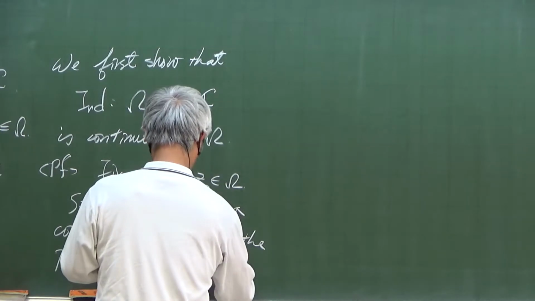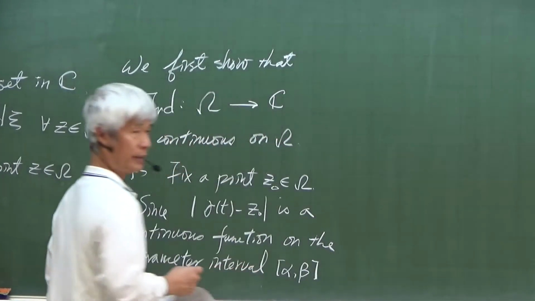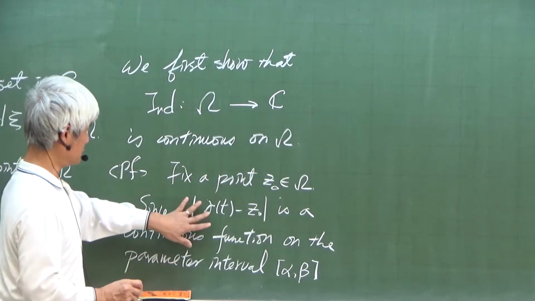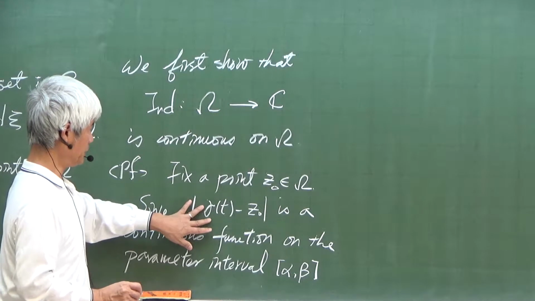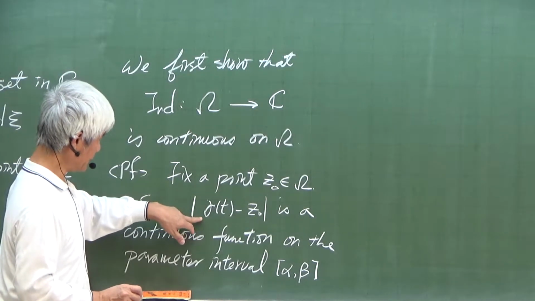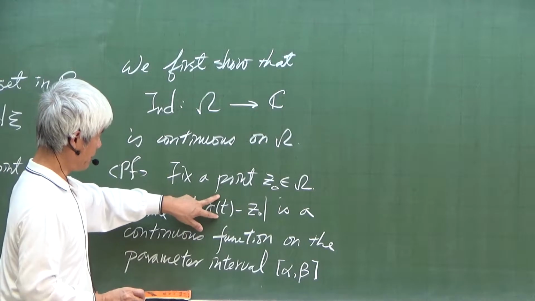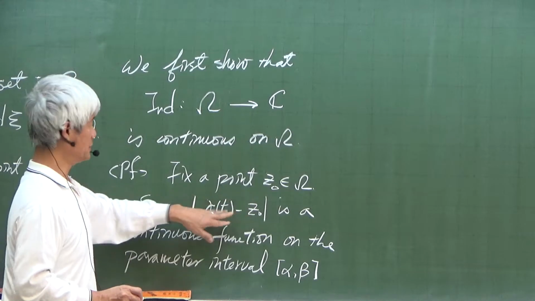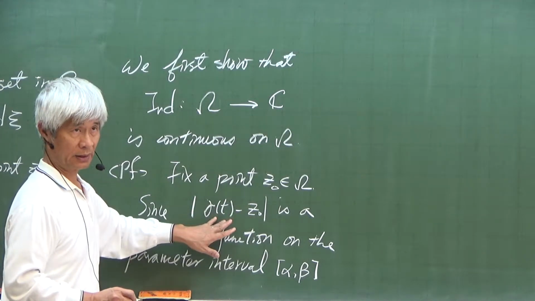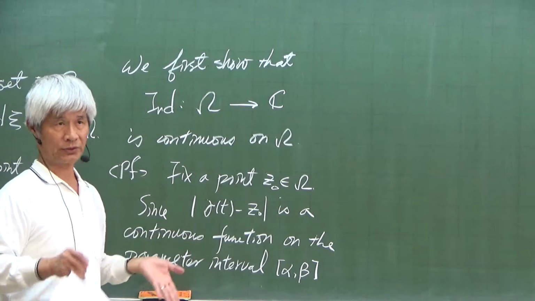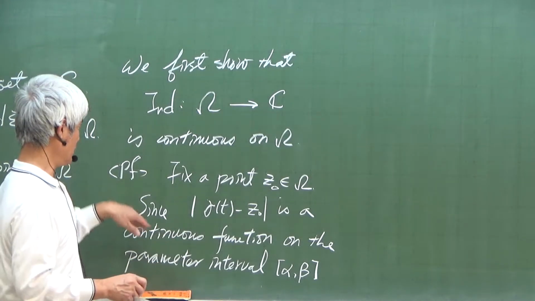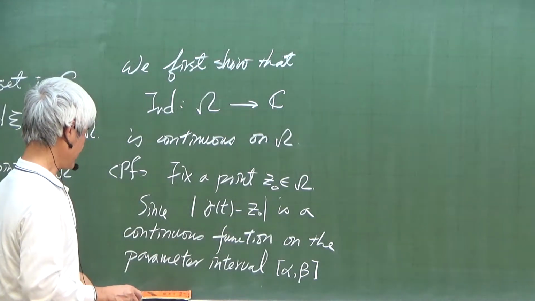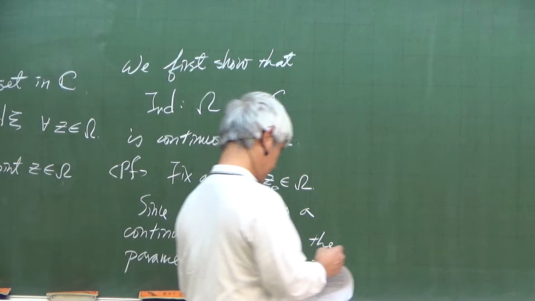Why? Because gamma is a continuous function, of course. And we know actually it's piecewise differentiable. But anyway, it is continuous by definition, and you subtract a constant here. So of course this is a continuous function. And when you take the absolute value, of course that is also a continuous function. So the whole thing is a continuous function on the parameter interval.